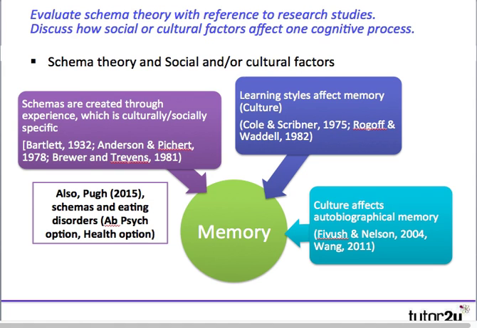Encourage them to choose both because, to be honest, distinguishing between them is agreed by examiners and teachers alike to be a very difficult thing to do. So, to answer "evaluate schema theory" or "discuss how social or cultural factors affect one cognitive process," they can happily use any of these studies here. And hold on to this graphic, because when you are teaching your options, schemas affect abnormal psychology option and health option with eating disorders.